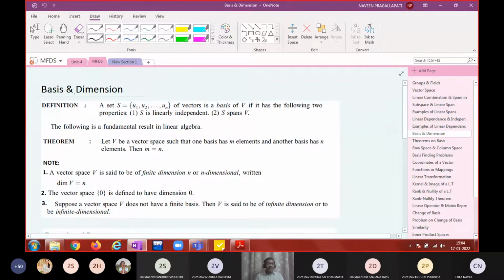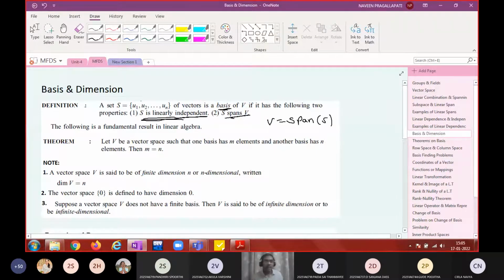Next one is a very important concept called basis and dimension. So far we understood the spanning of a set of vectors, and also how to determine whether a given set of vectors is linearly independent or dependent. Now, what do we mean by a basis of a vector space? It has to satisfy two conditions. The first condition: this set has to be linearly independent. And S spans V. That means V equals the span of S.